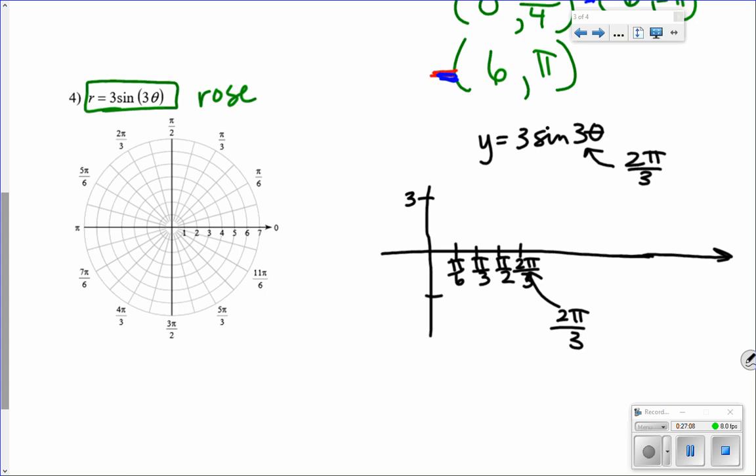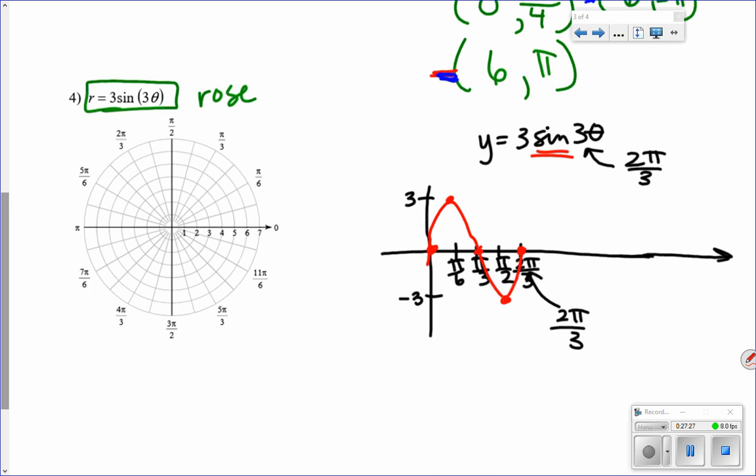Amplitude gives me up 3 and down 3. I'm graphing a sine curve. The sine curve starts at 0, goes back to the middle of the graph, down to the lowest point, and then it goes back to the start. So here's the sine curve that I'm going to start with.